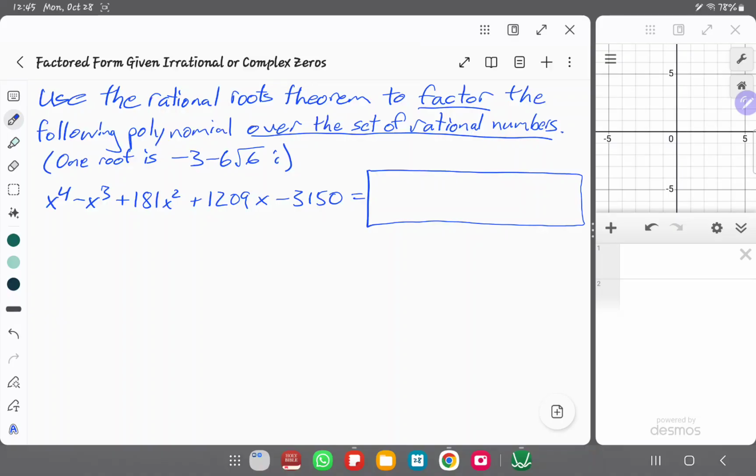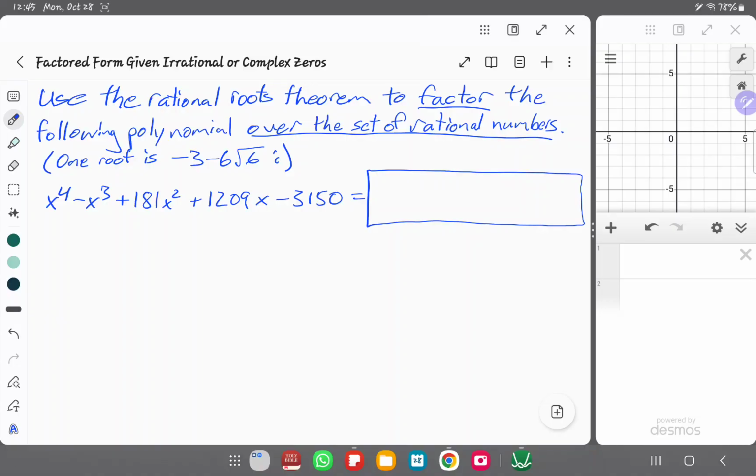So what I want to start with is two ways that you could do this, depending on if they give you this hint or not. So they give you a hint, right? One root is -3 minus 6 root 6 times i.